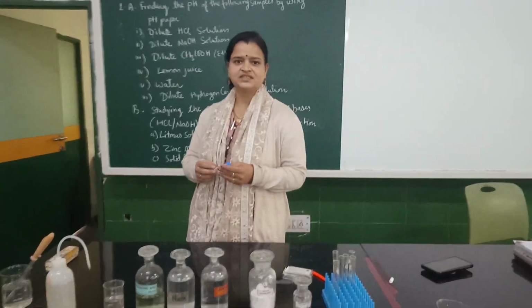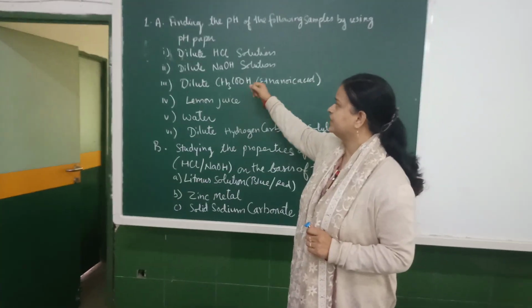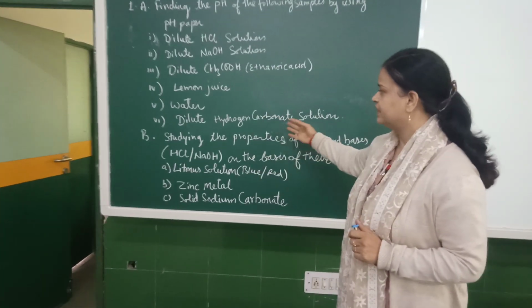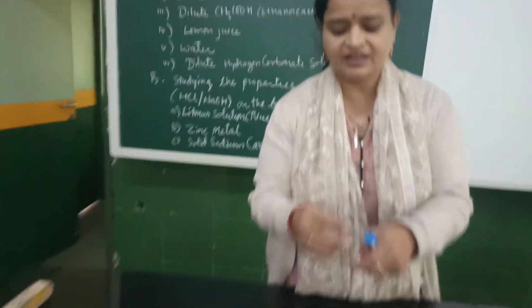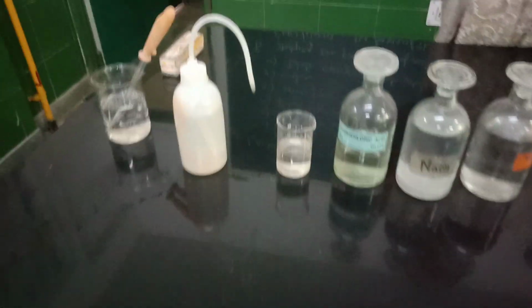Good morning students. Today we will be performing the first practical, which is finding the pH value of these samples like dilute hydrochloric acid, dilute NaOH, dilute ethanoic acid, lemon juice, water, and all the things are lying here, and this is the pH paper. We will be testing all their pH with the help of the pH paper.